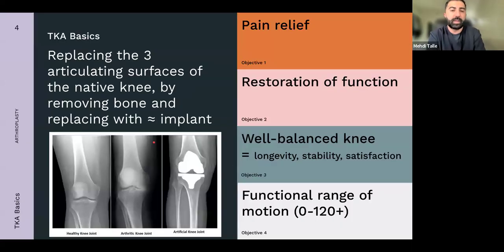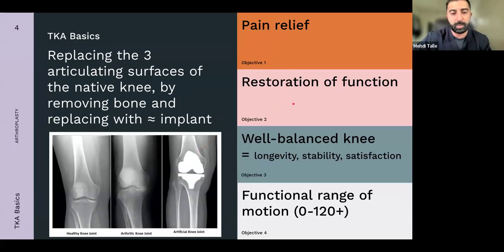So jumping right into things, at its very basic core, total knee arthroplasty is just replacing the three articulating surfaces of the knee by removing the bone and replacing them with similar sized implants. These three articular surfaces are the distal femur, the proximal tibia, and the posterior aspect of the patella. And our objectives, stating them simply here: one, of course, pain relief.